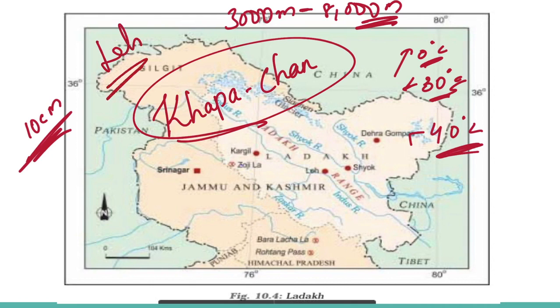Leh is the capital city of Ladakh and it is well connected by both road and air. National Highway 1A connects Leh to Kashmir Valley through the Zojila Pass. Tourism is a major activity where tourists from India as well as abroad come and visit Ladakh.